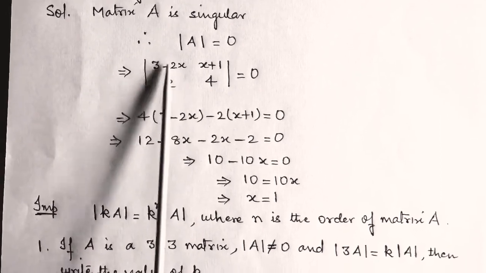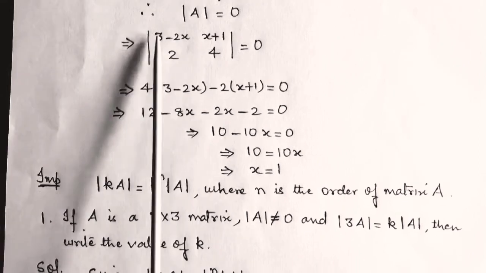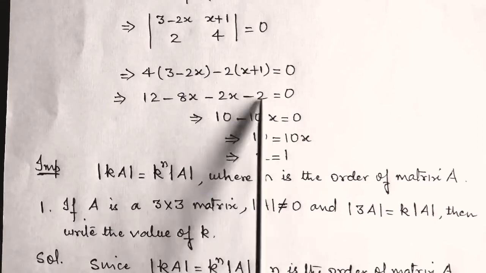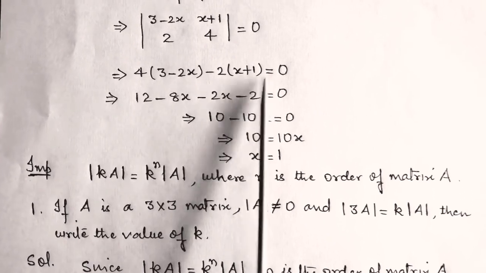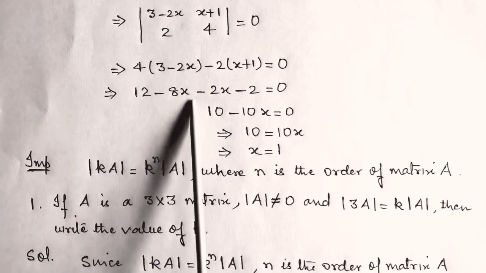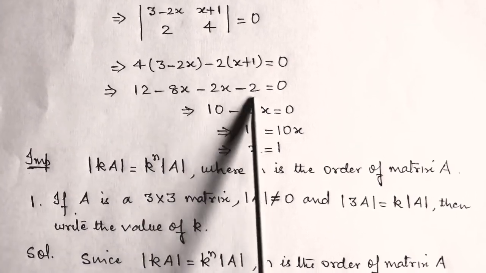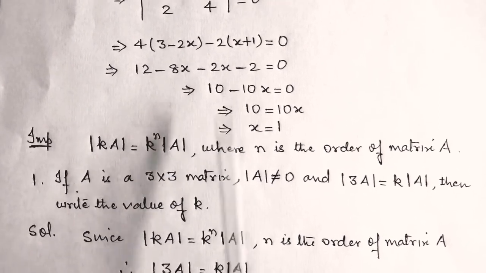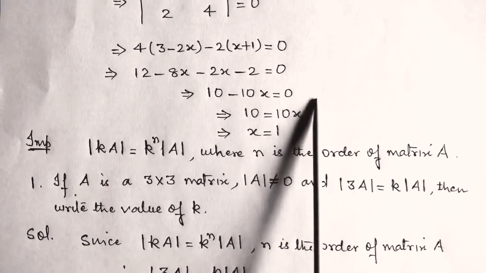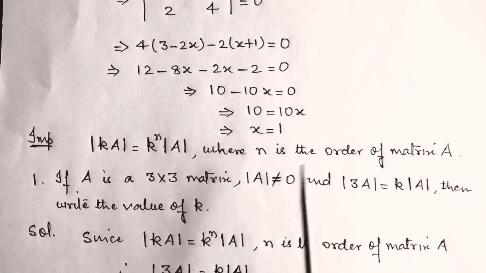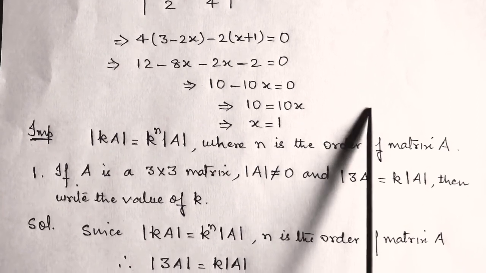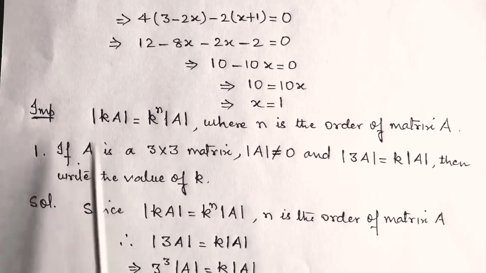Now simplify this multiplied by 4. So 4 into 3 minus 2x, minus 2 into x plus 1. Right? Now open the brackets. So 4 3 is a 12 minus 8x minus 2x minus 2 is equal to 0. Right? If you simplify here, you get 10 minus 10x is equal to 0. So this implies 10 is equal to 10x. So x is equal to 1. So these are all very important 1 mark or 2 mark questions.